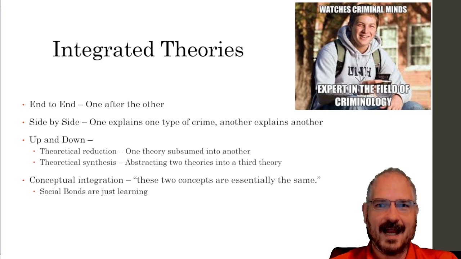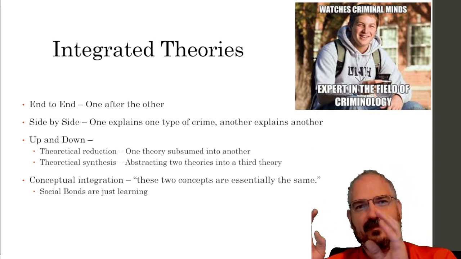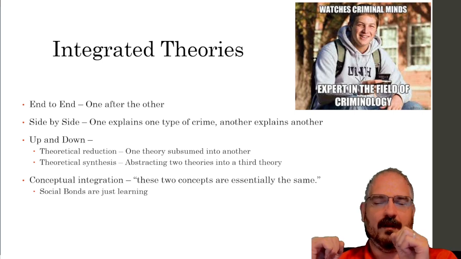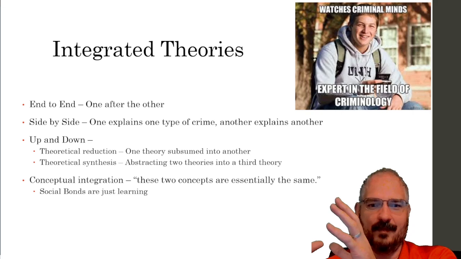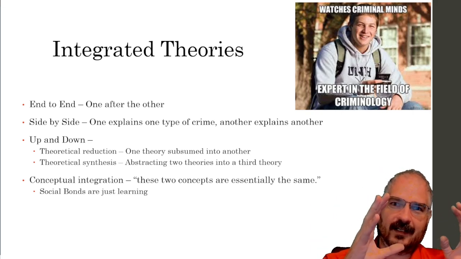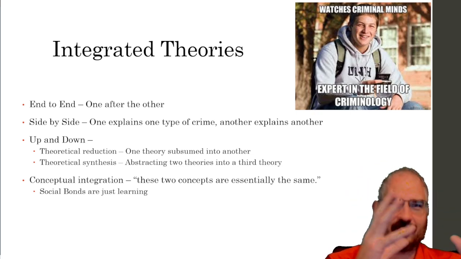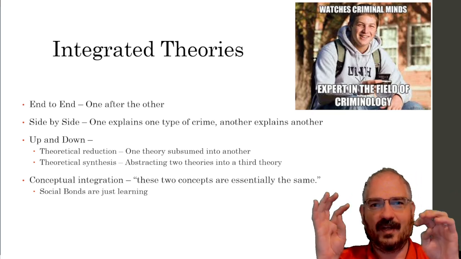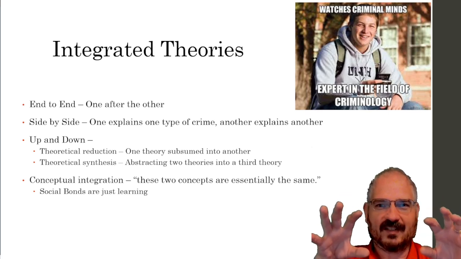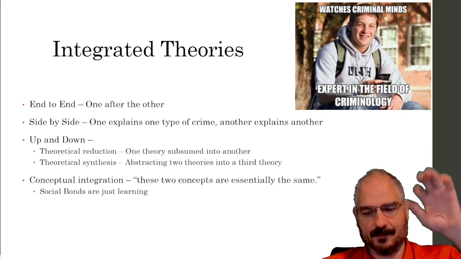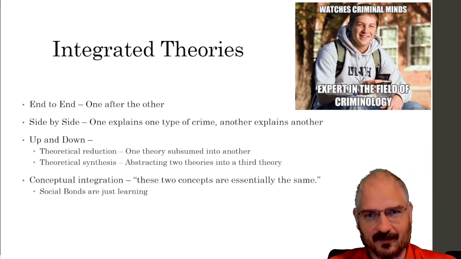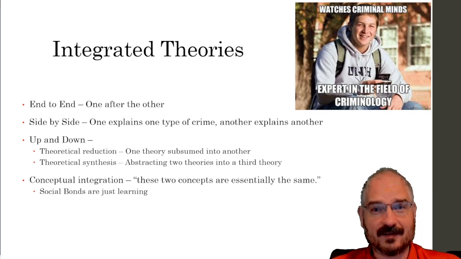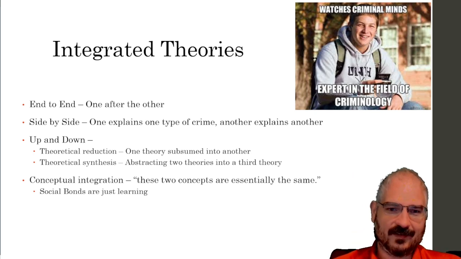Another one is side by side. And side by side integration says, look, this theory explains one type of crime or one situation or one kind of paradigm where crime can happen, and this other theory explains this other situation or this other type of crime or this other paradigm of when crime happens. So it's not necessarily one then the other. It's one explaining this subset of crime and one explaining this subset of crime, whether that subset of crime is type of crime or age that crime happens, or violent crime versus property crime versus adolescent status offenses, etc.